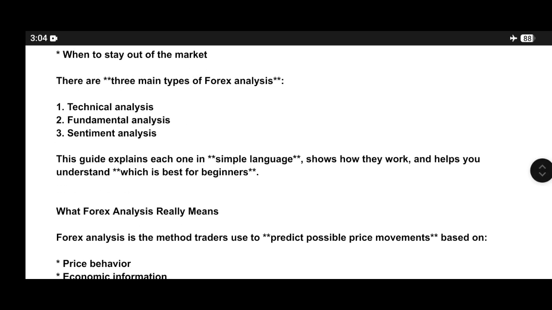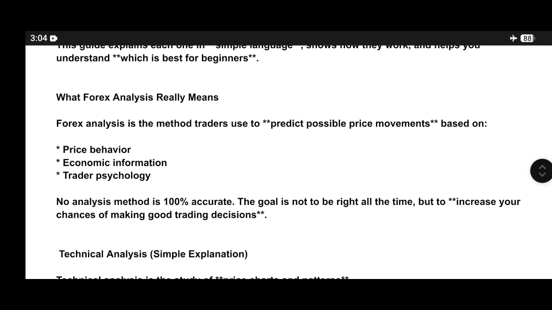What does forex analysis really mean? Forex analysis is the method traders use to predict possible price movement based on price behavior, economic information, and traders' psychology. No analysis method is 100% accurate. The goal is not to be right all the time, but to increase your chances of making good trading decisions.